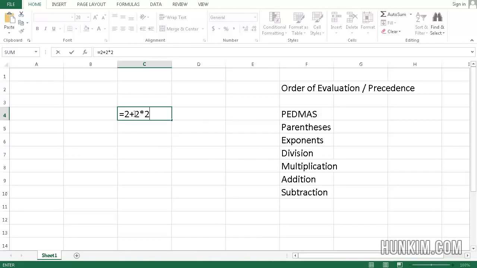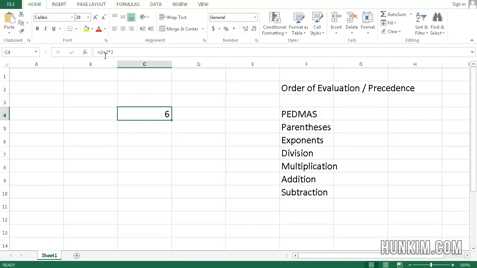Actually, what happens here is that 2 times 2, where the star means multiply, is evaluated first because multiplication is higher than addition. So 2 times 2 is 4, 4 plus 2 is 6. When I press enter, we get the answer 6. This is useful for troubleshooting in case you have some incorrect formula and you want to know what's going on. It's important to understand that PEDMAS or BEDMAS is always in play.